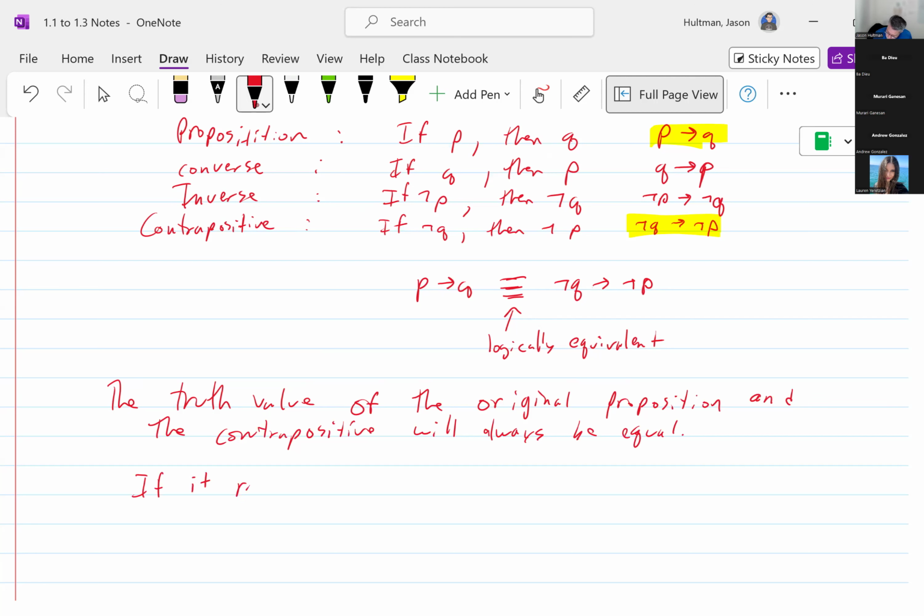If it rains, then the game is canceled. We'll just say that's the original proposition and it's true. If it rains, then the game is canceled. True.